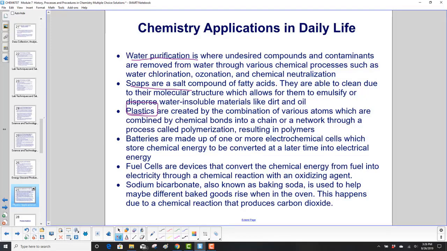Okay, batteries. And once again, disposal of batteries can be an issue. They're made up of one or more electrochemical cells, and they store chemical energy to be converted at a later time into electrical energy. And we're now seeing them in cars, right? Tesla, Ford, Chevys, they're all putting huge batteries in cars to drive them. Again, good and bad. Fuel cells. They're devices that convert the chemical energy from fuel into electricity through a chemical reaction with an oxidizing agent. And finally, sodium bicarbonate, also known as baking soda, that's used to help different baked goods rise when in the oven. This happens due to a chemical reaction that produces carbon dioxide.